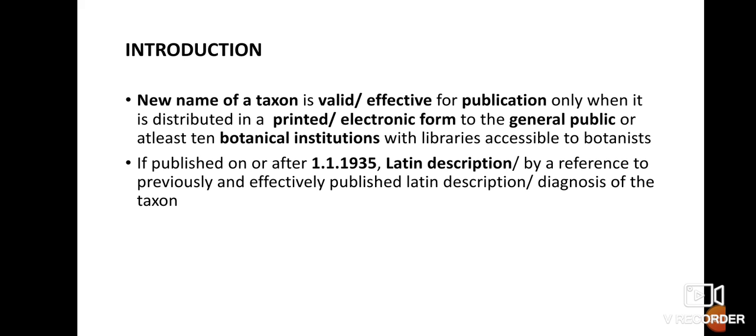Valid publication and rejection of names. A new name of a taxon is valid or effective for publication only when it is distributed in a printed or electronic form to the general public or at least 10 botanical institutions with libraries accessible to botanists.